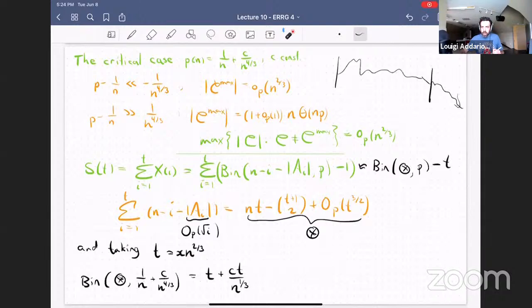Question in the chat: does the whole sum look like this binomial minus t, or the terms? Basically what I'm saying is, a sum of binomials is a binomial, just like a sum of Poissons is a Poisson. So I've extracted the minus t as the sum of the minus 1s, and for the sum of binomials, I've effectively just put the sum inside the first parameter of the binomial. Does that clarify?